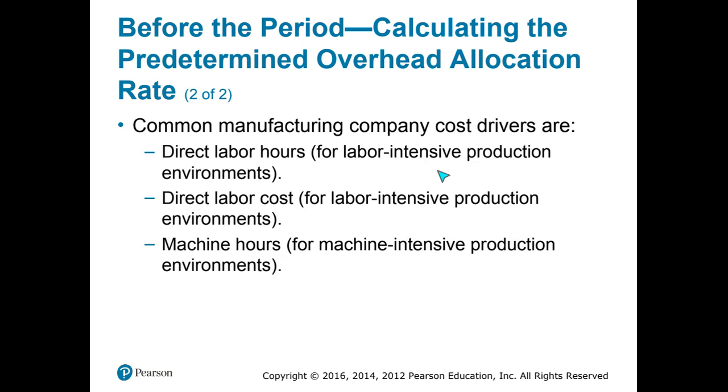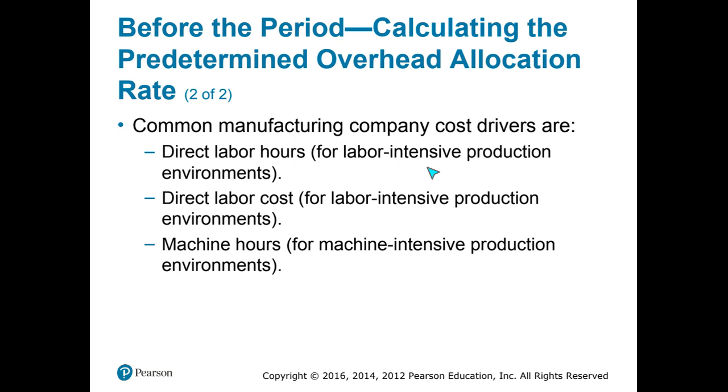So before calculating, okay, common manufacturing company cost drivers. We have direct labor hours, direct labor cost, and machine hours. These are all common manufacturing company cost drivers. Direct labor hours and direct labor cost are for labor-intensive production environments, so environments where labor is intensive. And machine hours are for machine-intensive production environments.